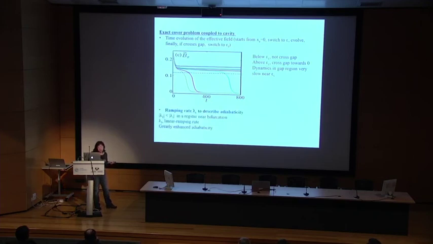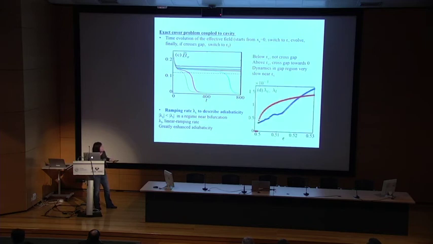So now we introduce a ramping rate. Lambda c is basically dBx tilde dt, the variation of the effective field at the gap region. We use this to characterize the adiabaticity of the system. And this is the numerical calculation we found. The blue line is from the numerical calculation of the exact cover problem coupled to a cavity.